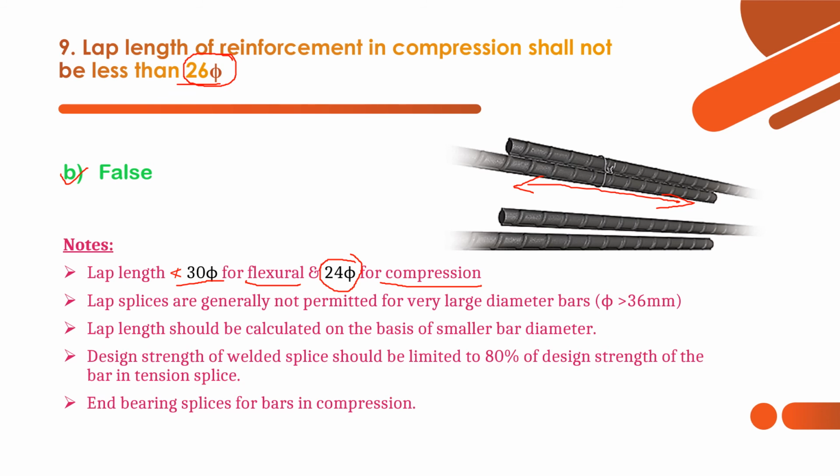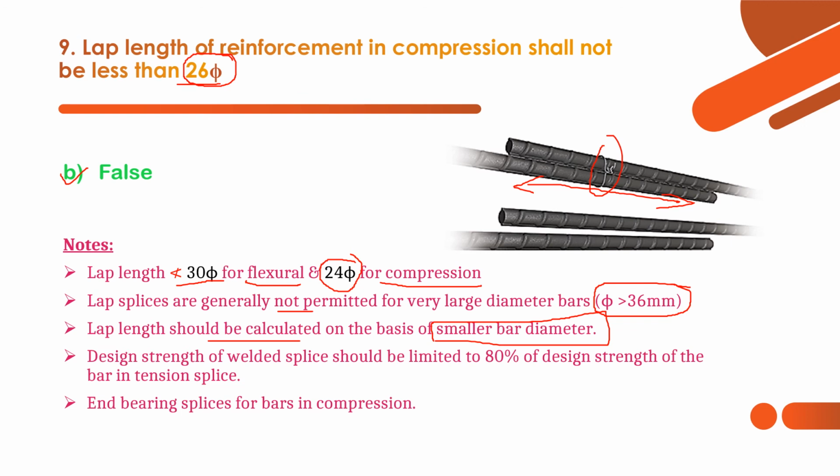And these lap splices are generally not permitted for very large diameters, for example, when the diameter of bars is greater than 36 mm. We should not provide lap splices because there will be some breakage of tie. The lap length should be calculated on the basis of the smaller diameter bar. So if we are splicing two bars of varying diameter, we have to adopt only the smaller diameter.